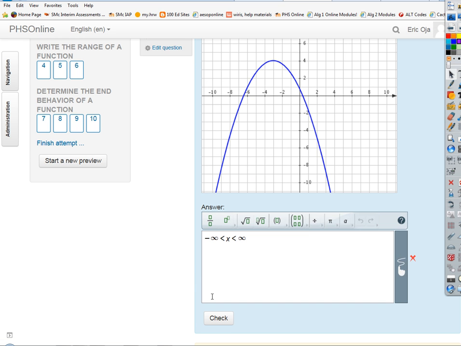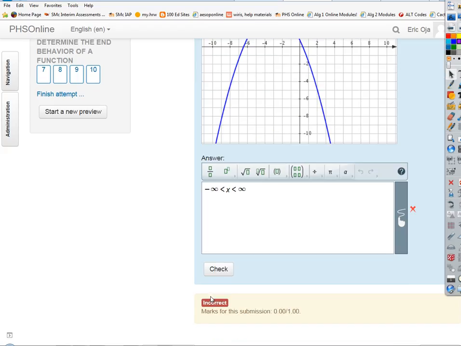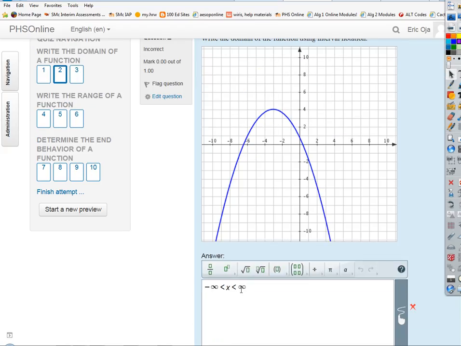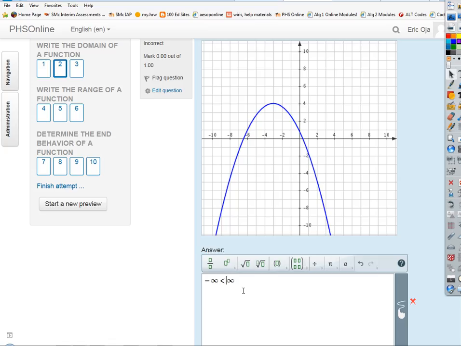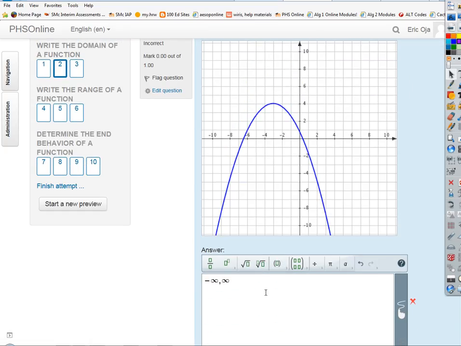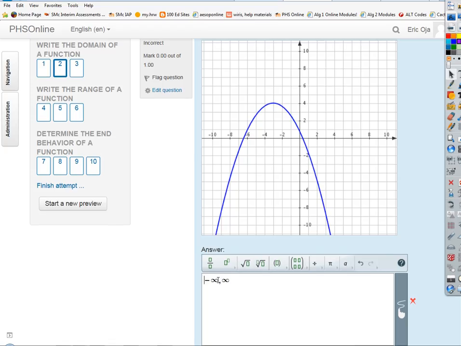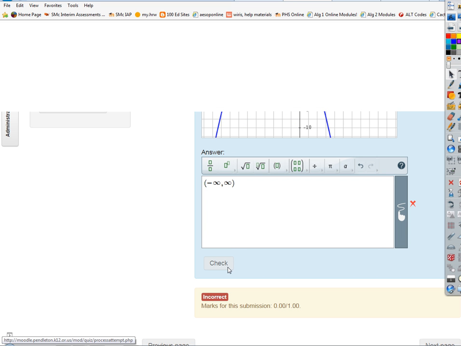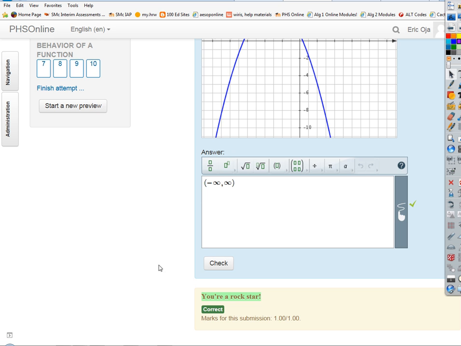Oh, what did I do? Oh, interval. Whoops. You're right, my mistake. Negative. Now, what kind of endpoints do I put on this? Parentheses, because I can't include the endpoints since they're not numbers. They're infinities. So that's what we want. Interval notation. There we go.